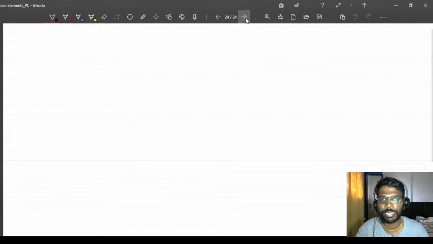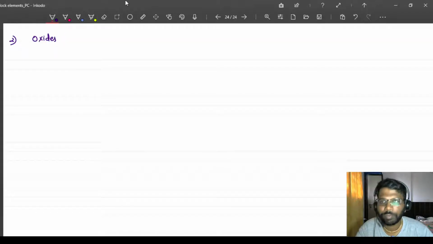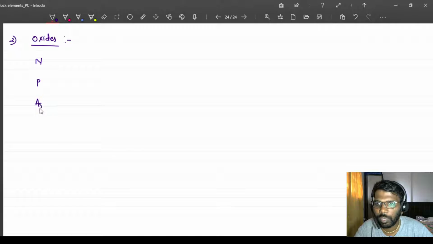Next is oxides. Second, I will write oxides. So again, oxides of which element? It is oxides of nitrogen, phosphorus, arsenic, antimony, and bismuth.